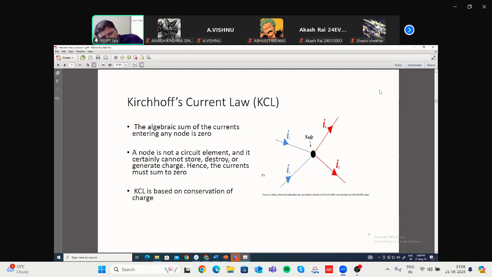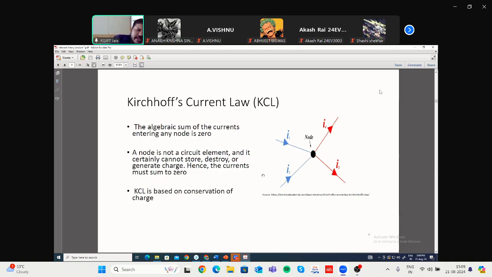Now once you identify a particular node, then you have to see how many currents are flowing in, how many currents are flowing out. Since node cannot store any kind of a charge, whatever charge, by current I mean charge, I is equal to dq by dt. How much charge is flowing in or how much current is flowing in, that should be equal to how much charge is going out or how much current is flowing out.